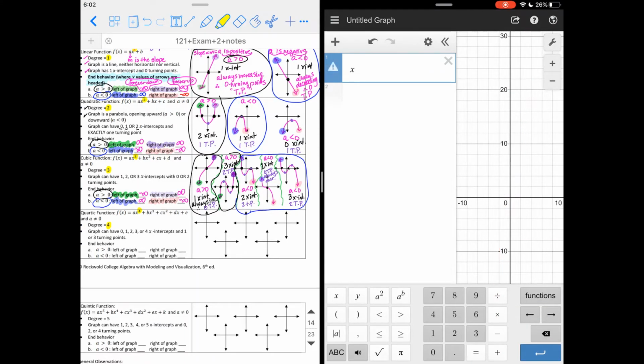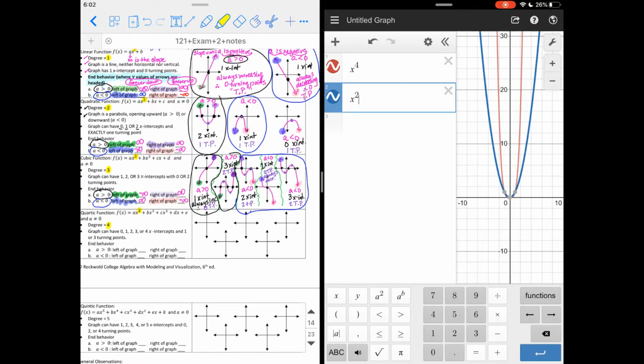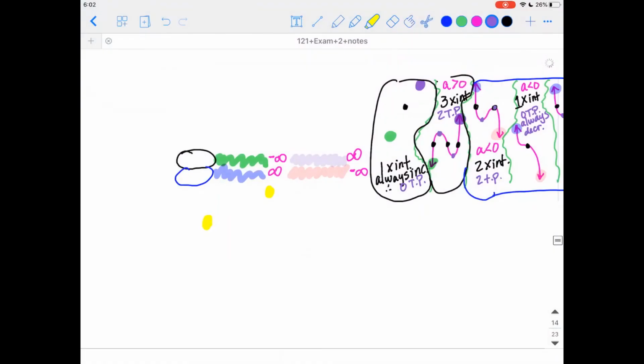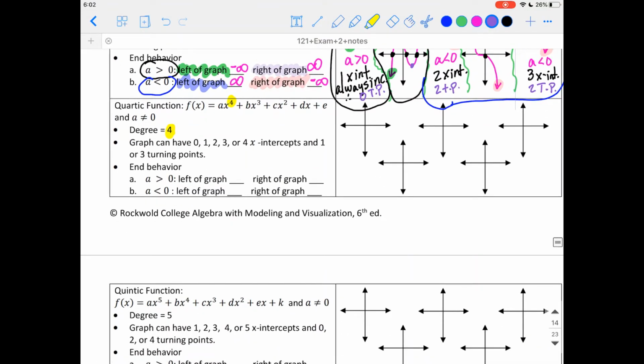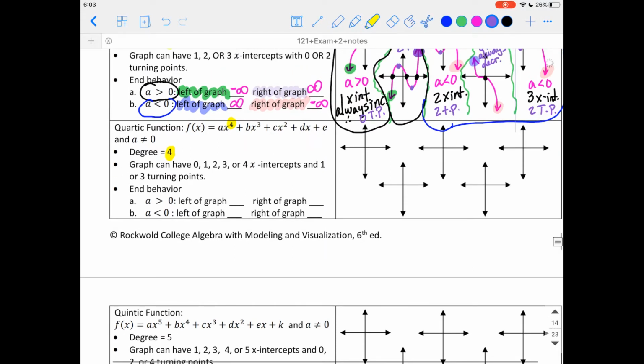So this is x to the power of 4. And if you notice, it looks a lot like a quadratic. If I wanted to, I could do x squared. So there's an x squared and there's an x to the 4th. So we're going to have different type of quartic kids here. And so one of them can look like this.